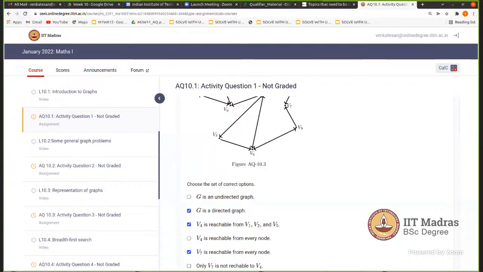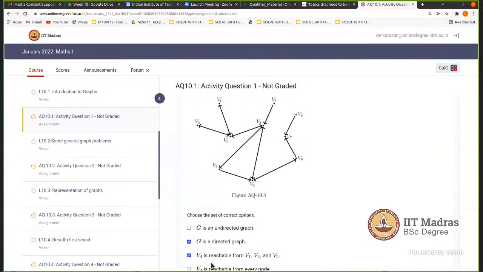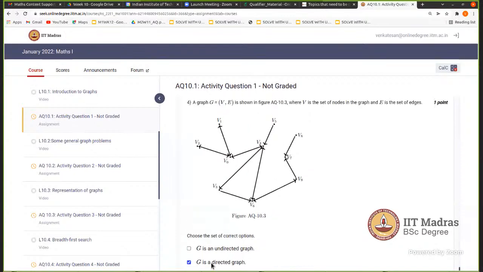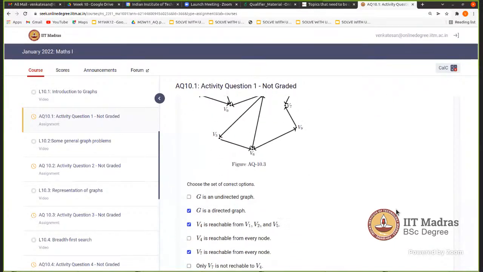If not reachable, then V7 is the only vertex like that. V7 is the only vertex that is not reachable to V4. That means you cannot find a path from V7 to V4. From any other vertex, you can find a path to V4. That is what this statement tells you. But if you see, from V8 also, you cannot reach V4 in the graph. That's why it's false. So now the only options are B, C, E.